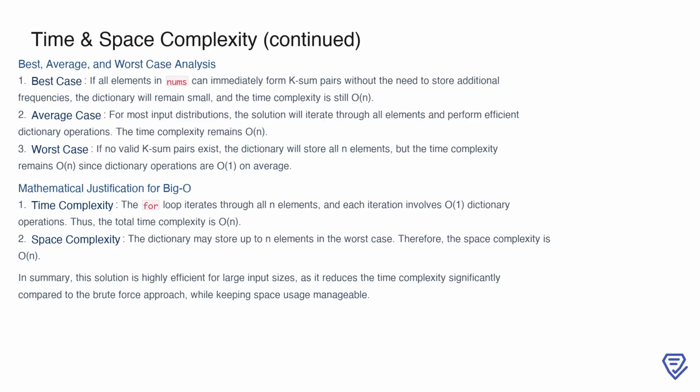Finally, the mathematical justification for the big O notation reinforces this conclusion. The single for loop processes each of the n elements once, and each iteration involves constant time operations. Similarly, the space required is proportional to the number of unique elements in the array, which is at most n. This balance of efficient time performance and manageable space usage makes the solution well suited for large datasets.